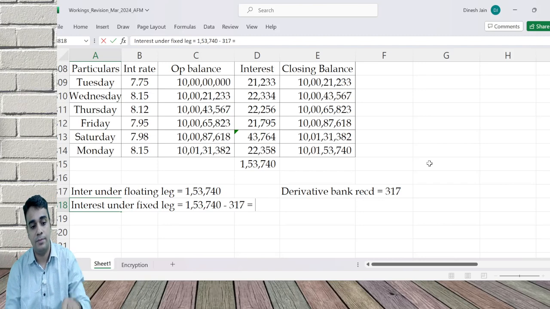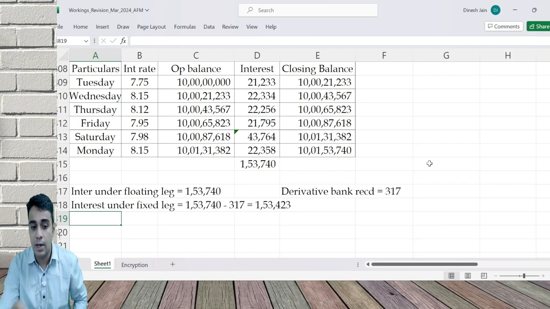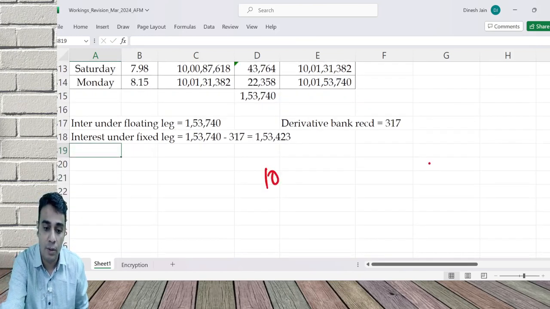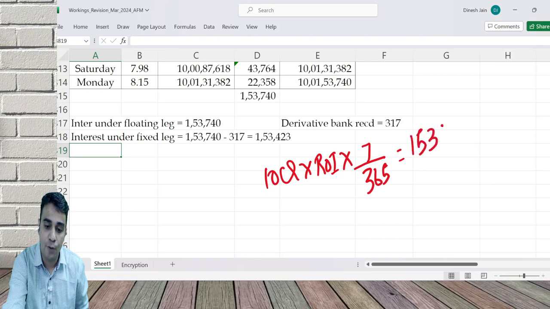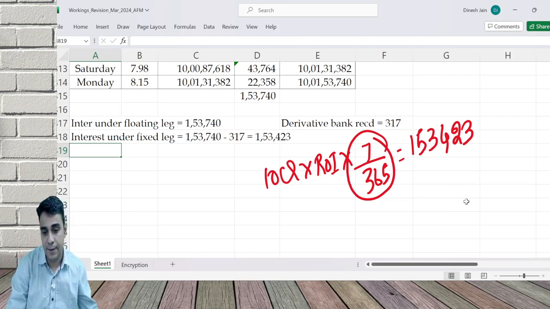How much is this amount? This 153,423 is 10 crore into the rate of interest into 7 days. That rate of interest is called the fixed rate. 10 crore into rate of interest into 7 by 365 is equal to 153,423. Directly do the 7 days calculation and get the fixed rate. You will get it in decimals.